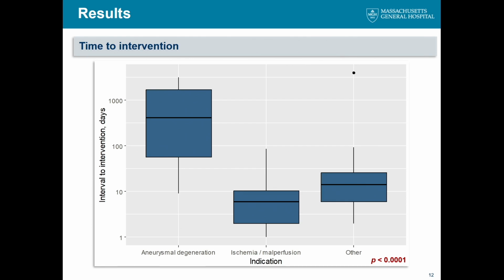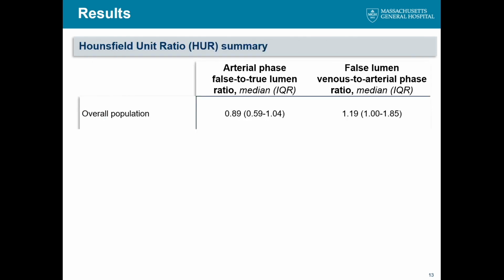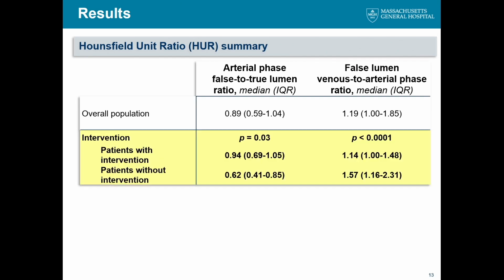Now taking another look at our HURs, our Hounsfield unit ratios. These are the same numbers that I presented before, however now we're breaking it down by intervention. Here we can see that the presence of intervention was associated with significantly greater arterial HUR and a significantly lower false lumen venous to arterial HUR. There were no associations between HURs and aortic growth or false lumen thrombosis.